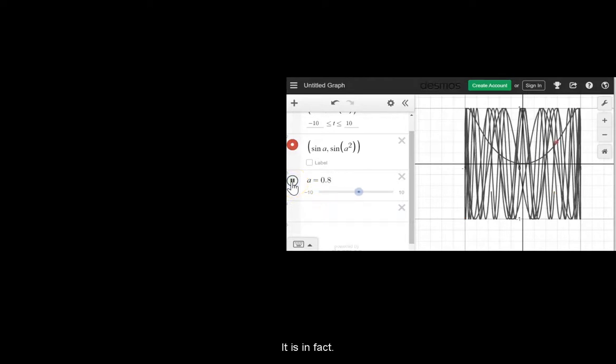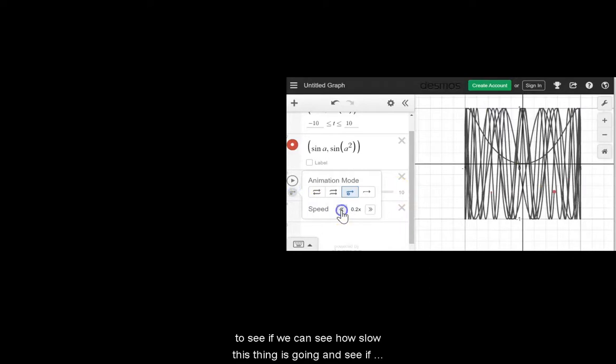It is in fact in some ways going smoothly, but in other ways it's jumping around on the graph. Remember I mentioned earlier that there are some parametric equations where the orientation doesn't really make sense because it's jumping around. Let's do it one more time and we'll slow it down even more to see how slow this thing is going and see if you can detect when it is jumping around.